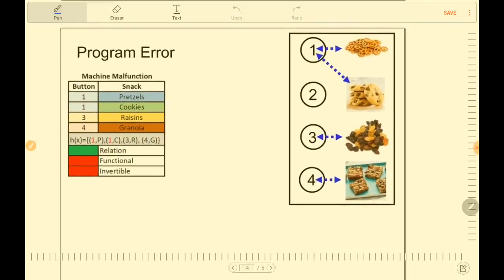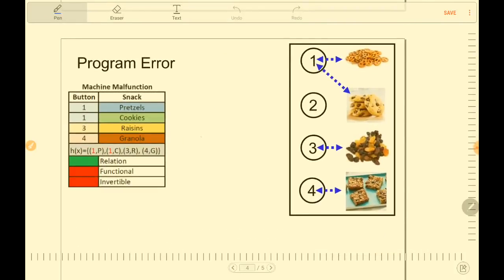And the next example is a program error. So this is a true malfunction, which is not even a function this time. It's still a relation, of course, because 1 is related to pretzels, but 1 is also related to cookies. So this is not something where I can push the number 1 and be certain of my snack. I want pretzels, but I'm uncertain of the outcome. All right, so that is a relation. It is not functional, and of course, then it is not invertible.